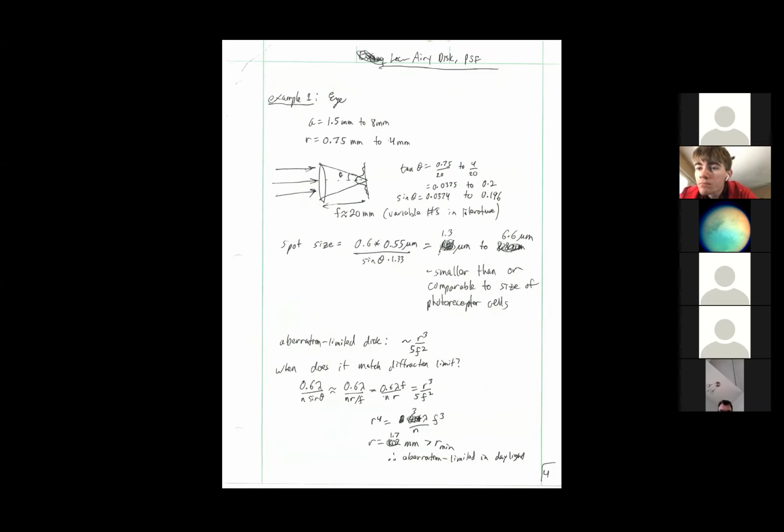And that refractive index is not going to be exactly water, but water is a pretty good estimate. So we're going to get spot sizes between 1.3 microns and 6.6 microns. That, assuming it's all diffraction limited, is comparable to or even smaller than the size of a photoreceptor cell.